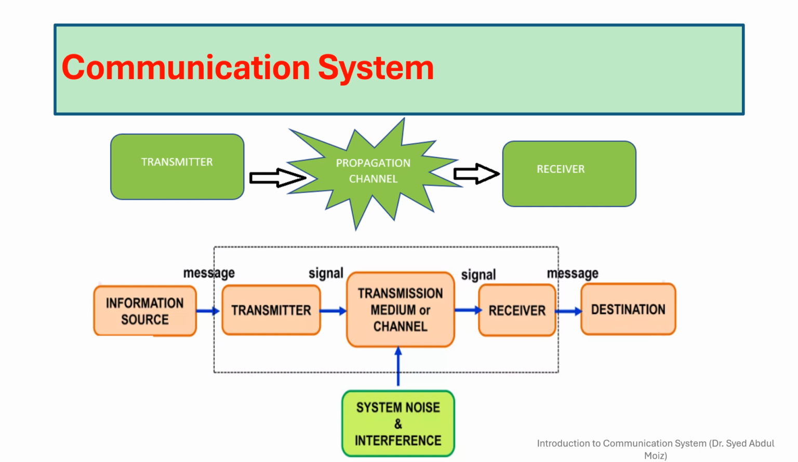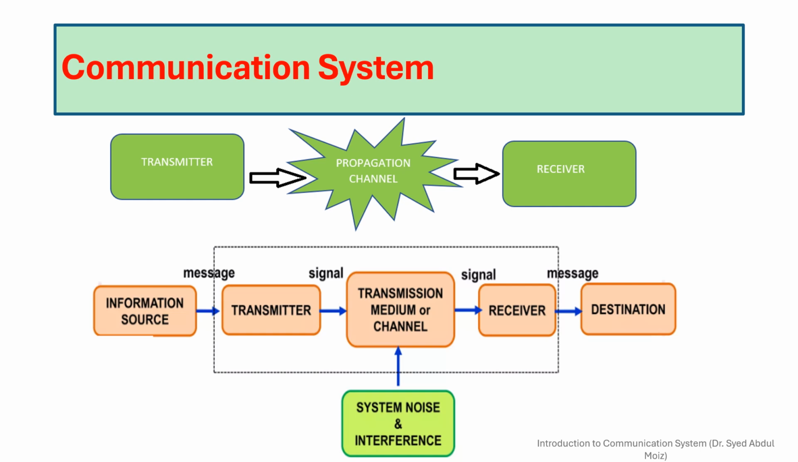This can be a person speaking, data from a computer, a live video stream, or data from sensors. Next, we come to the transmitter. The transmitter's job is to take the raw information from the source and convert it into a signal that can be transmitted. For example, in a phone call, your voice, basically a message, is converted into an electrical signal. In wireless communication, the transmitter converts the information into a radio wave. This step ensures that the message is in a form suitable for transmission over a specific medium.